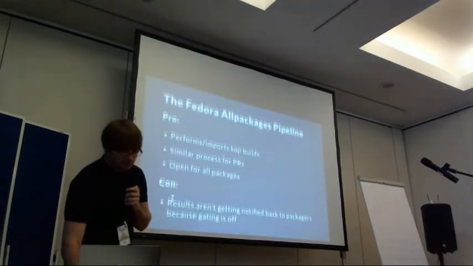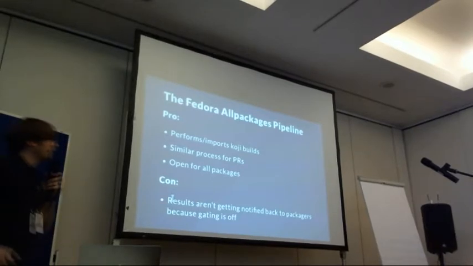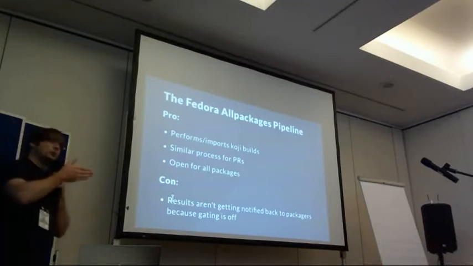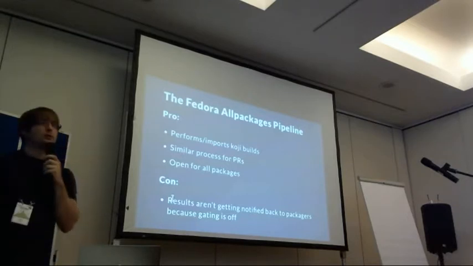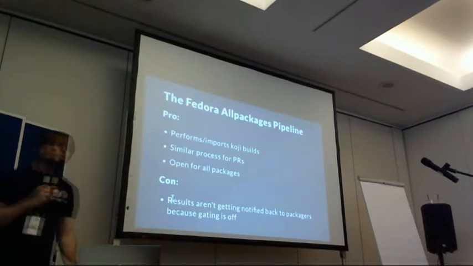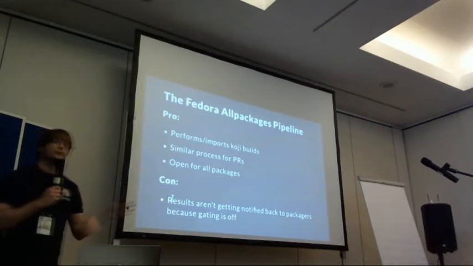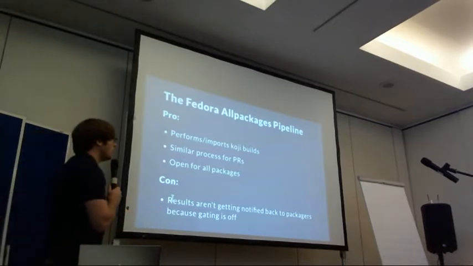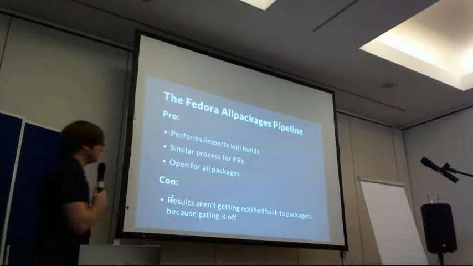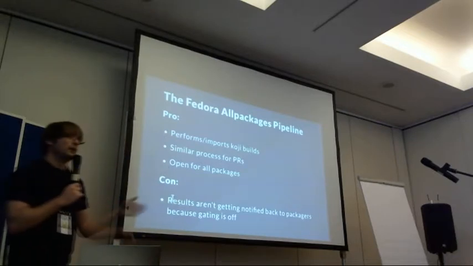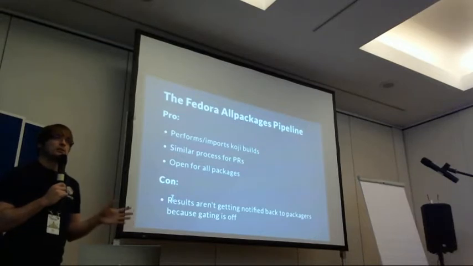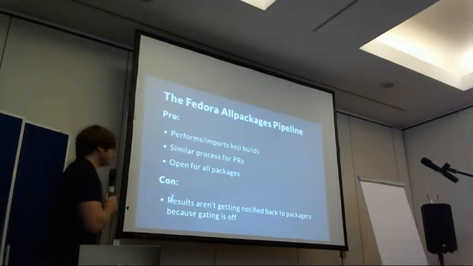So we started the Fedora All Packages pipeline, and this kind of fixed some of the differences between the Atomic CI process and what you would expect as a normal Fedora packager. The All Packages pipeline either performs or imports Koji builds. That's dependent on whether it's a merge to dist-git or a pull request. If it's a pull request, the pipeline will go out and do a scratch build and then use that RPM in the tests. Like I said, it's the same pipeline style for pull requests, and it's available for any package that exists in Fedora right now. It's not a limited subset of them.